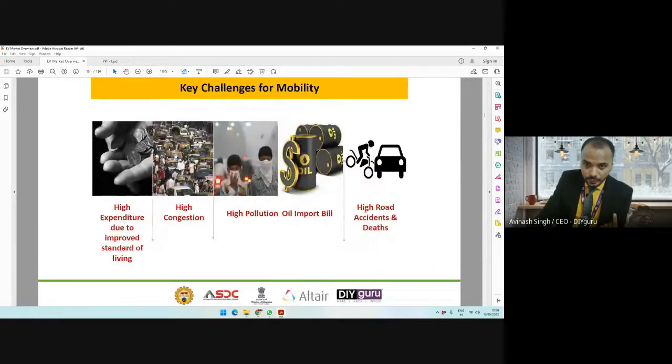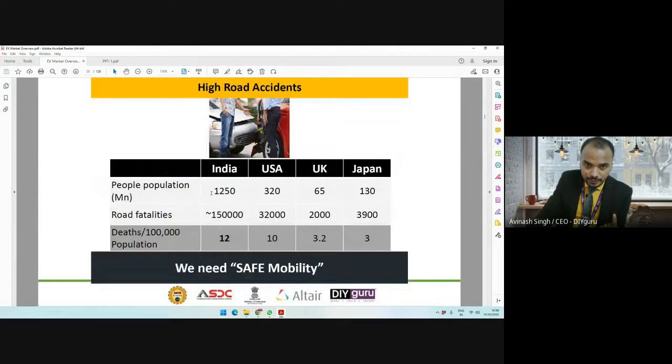In case of road accidents, this is the data which has been released. If you look at the number of accidents which happen per 1 lakh population, the number of deaths in India is around 12 because of road accidents. In the US it is 10, in the UK it is 3.2, and in Japan it is 3, right? So you can see here the number of fatalities in India is high compared to other countries, and that's why we are looking forward to safer mobility.